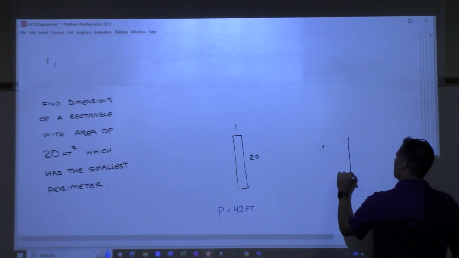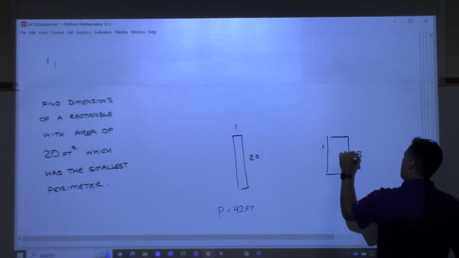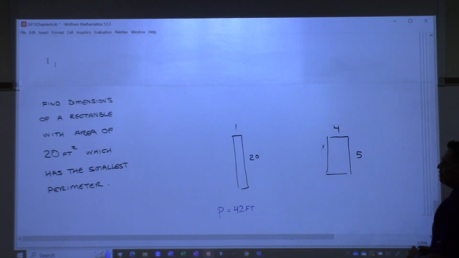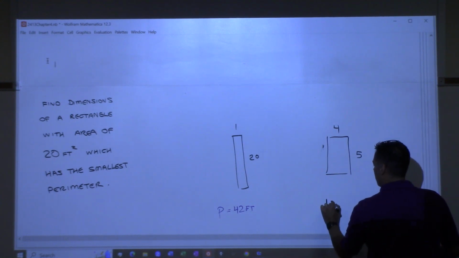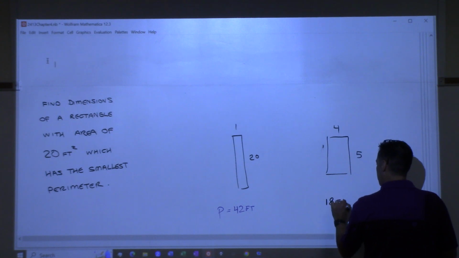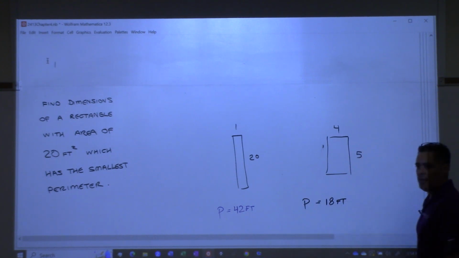5 and 4? 5 by 4? Something like that? That would have an area of 20. What's the perimeter of that one? 18? 18 feet would be your perimeter. Y'all buy that?